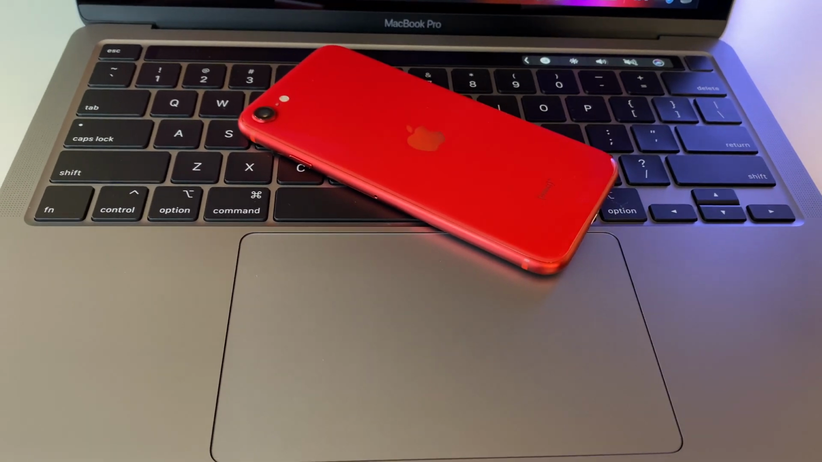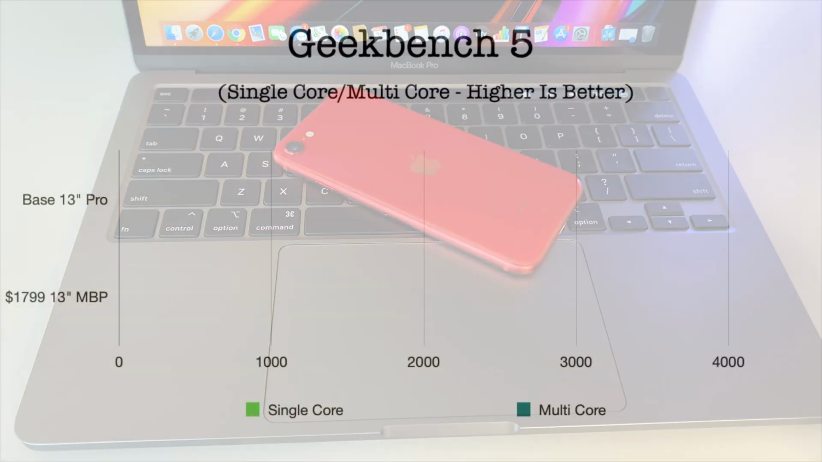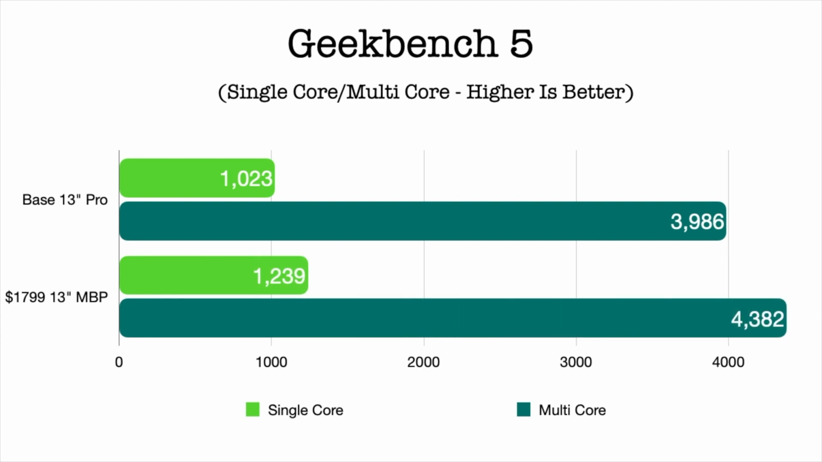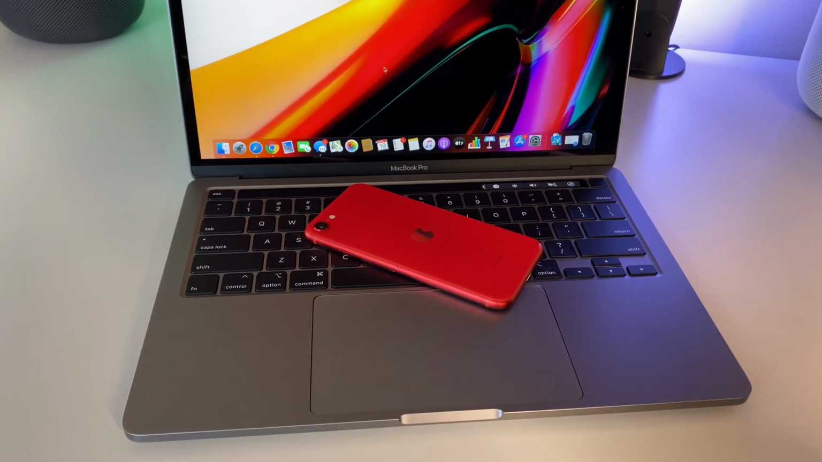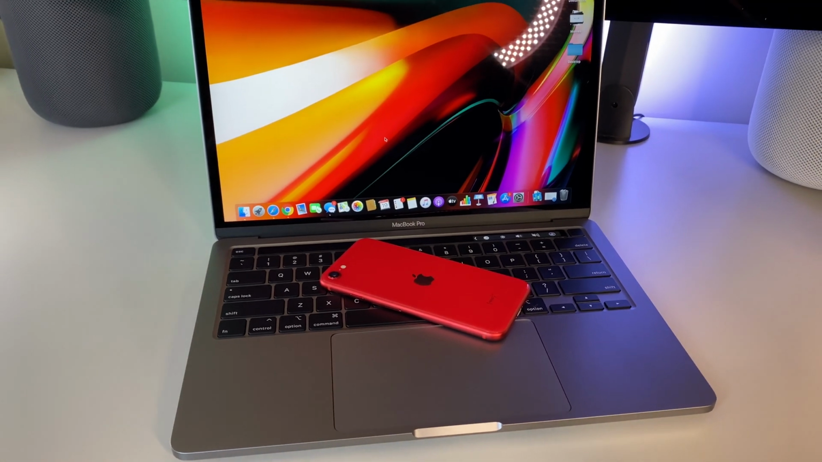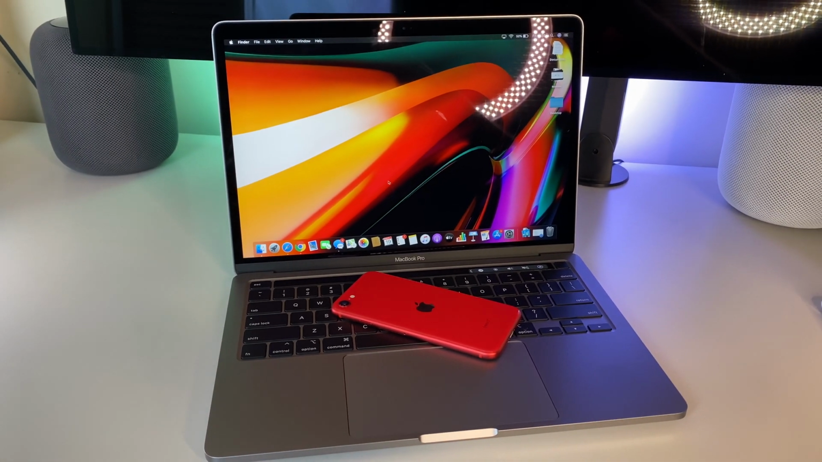On the multi-core side, the base is now scoring 3986, while the 1799 Pro is scoring a more reasonable 4382. They're modest gains, but from the looks of it, for $500, I'm not convinced. Not yet, anyway. Let's proceed. Next up, you already know, baby, a Cinebench R20.